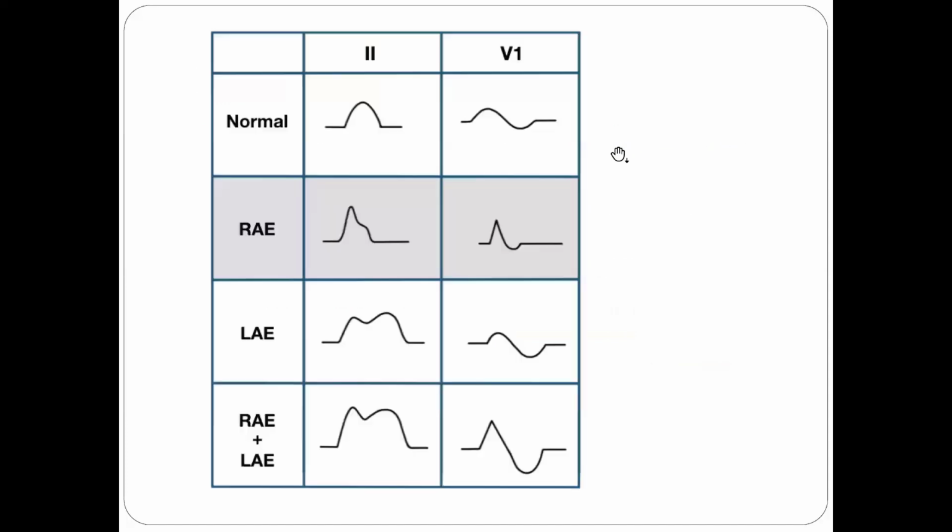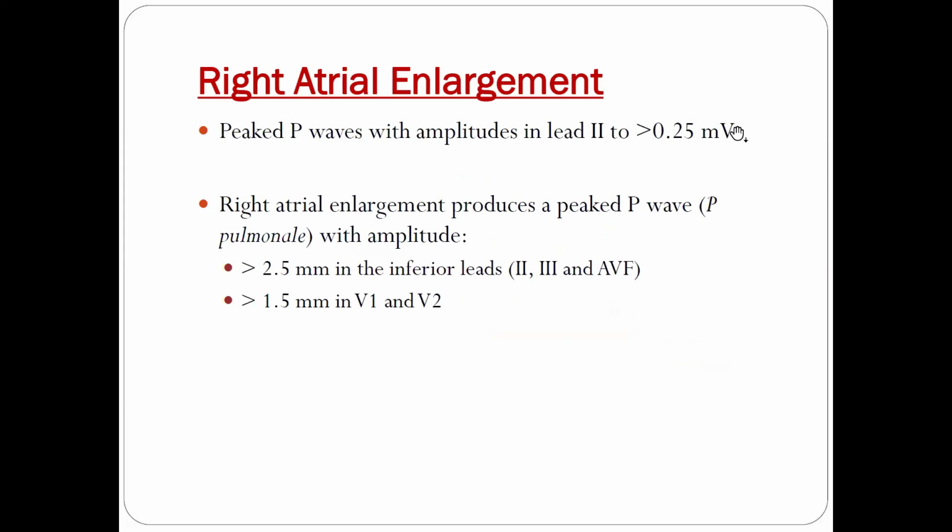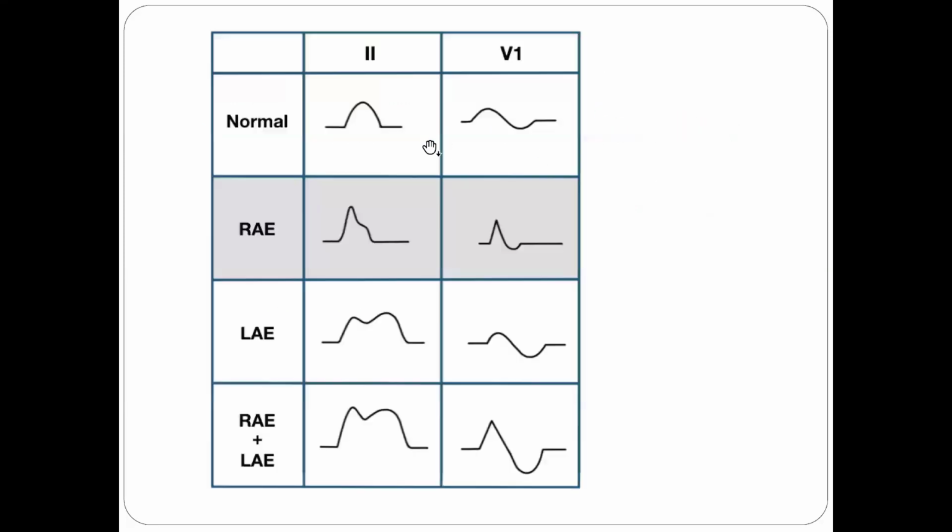millivolts. So what do we mean by 0.25 millivolts? It is 2.5 millimeters, since 1 millimeter is equivalent to 0.1 millivolts. So this means that if the peaked P wave amplitude is more than 2.5 millimeters in lead 2, then it is called right atrial enlargement.